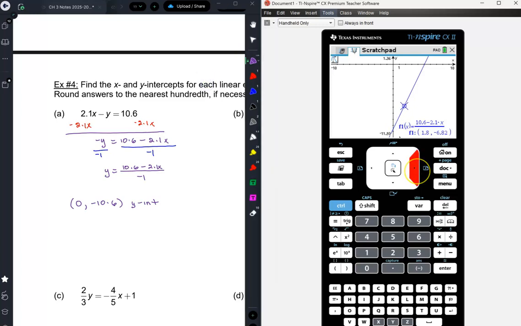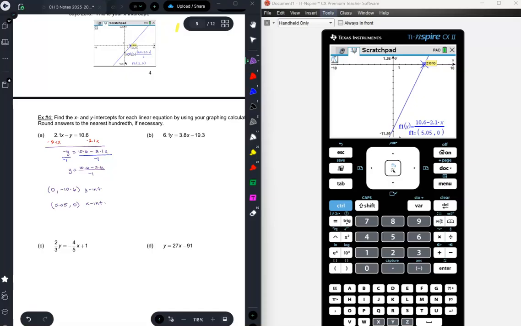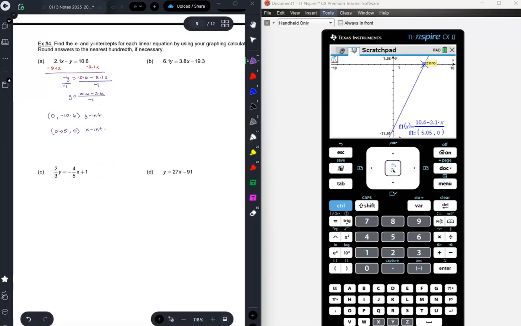So let's go further now to the right, all the way up. Once you get close, go slowly. You don't want to miss it. The 0 is the same as x-intercept. 5.05 comma 0. That's the x-intercept. Okay, so you can do the rest either by hand or with a calculator.